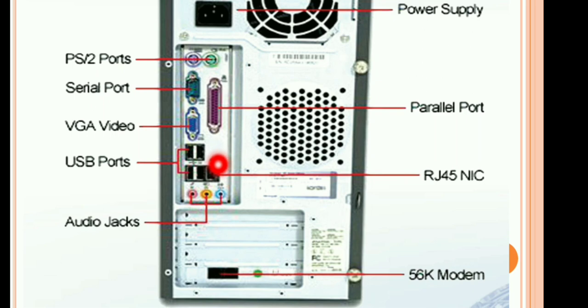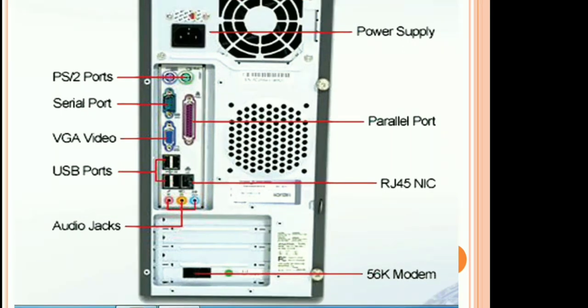Now you can see here the RJ45 NIC port, or you can also call it the network port. We use this to connect a computer to other computers to exchange information between the computers. We also use this port to connect other networking devices, like the modem, router, or multimedia projectors etc. Here in the picture you can see some audio jacks. These are for taking input from the microphone and for providing output to the speakers and earphones etc.